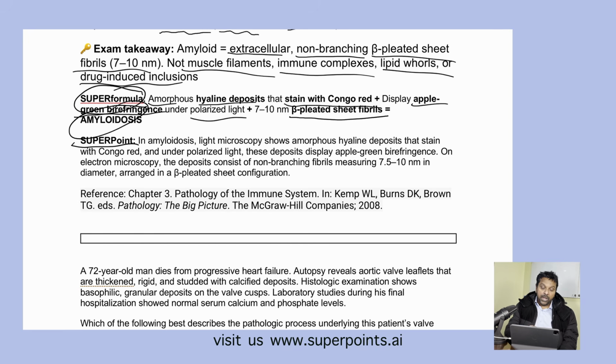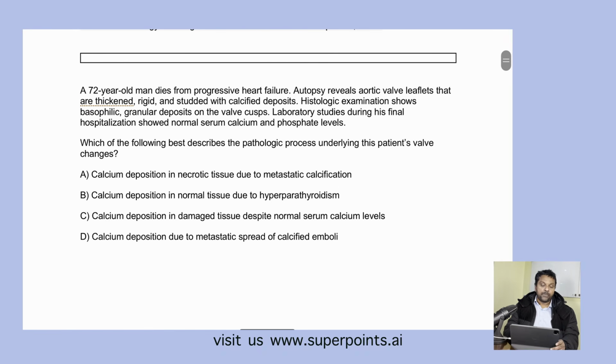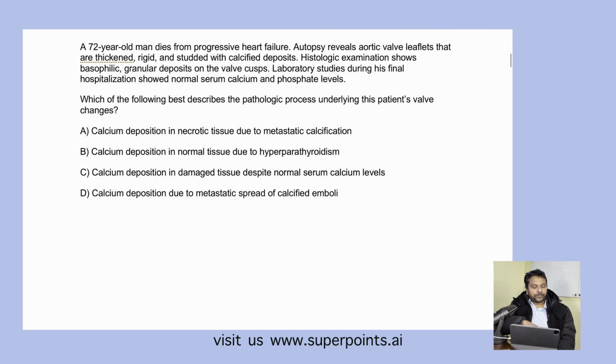That is, in amyloidosis, light microscopy shows amorphous hyaline deposits that stain with Congo red. Under polarized light, these deposits display apple green birefringence. On electron microscopy, the deposits consist of non-branching fibrils measuring 7.5 to 10 nm in diameter, arranged in a beta-pleated sheet configuration. So that's a very interesting question. In fact, we have discussed all possible ways you can get a question on amyloidosis. So next, let us do this question.